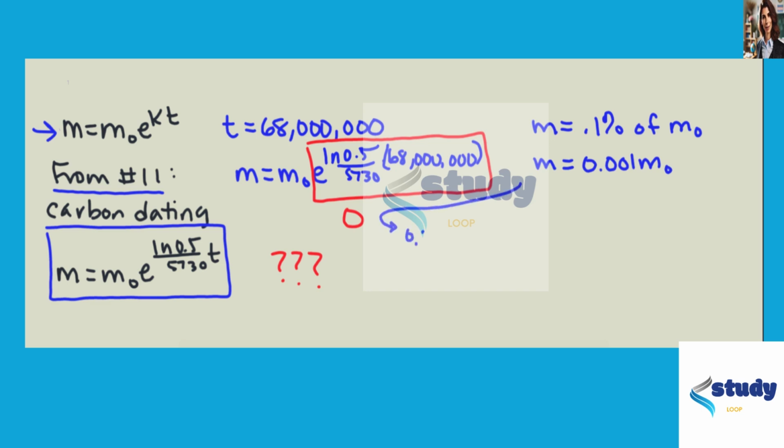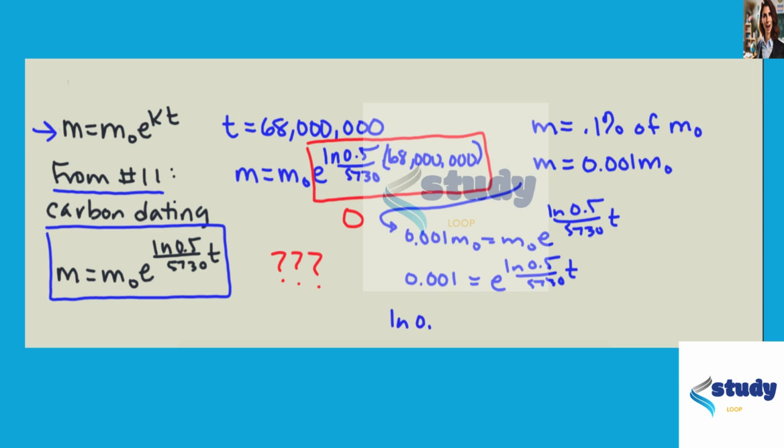So we get, let's bring it over here, 0.001 m naught equals m naught times e to the natural log of 0.5 over 5,730 times t. Let's divide both sides by m naught, and we have 0.001 equals e to the natural log of 0.5 over 5,730 times t. Now we're going to take the natural log of both sides. So the natural log of 0.001 equals the natural log of 0.5 over 5,730 times t.